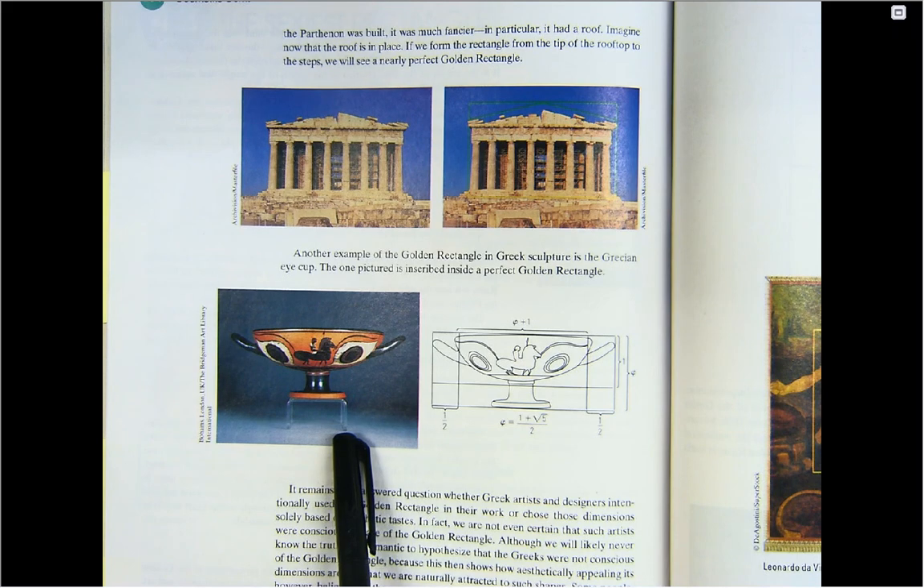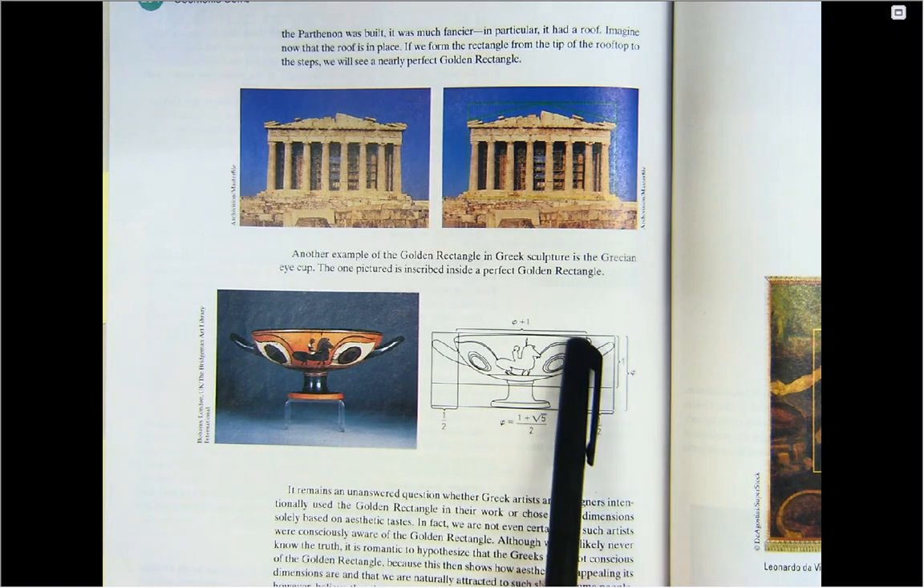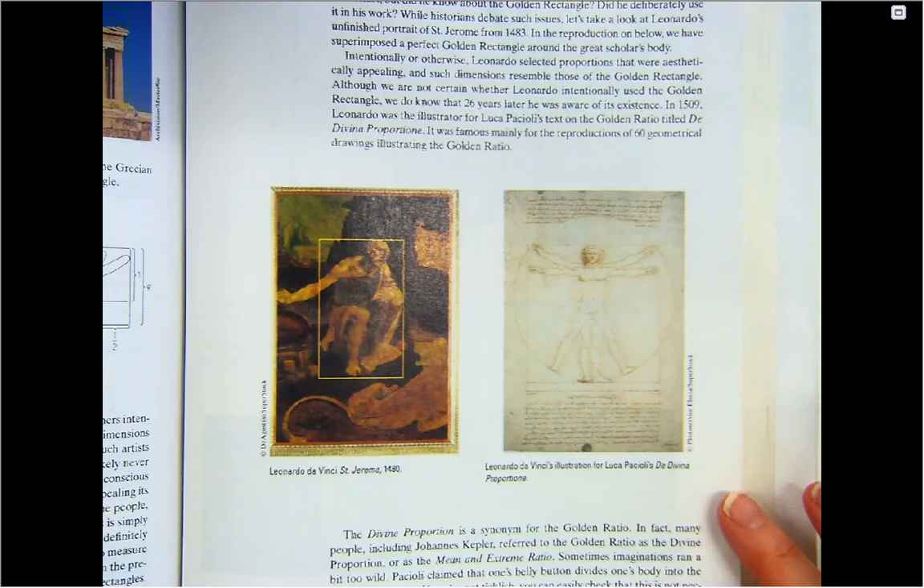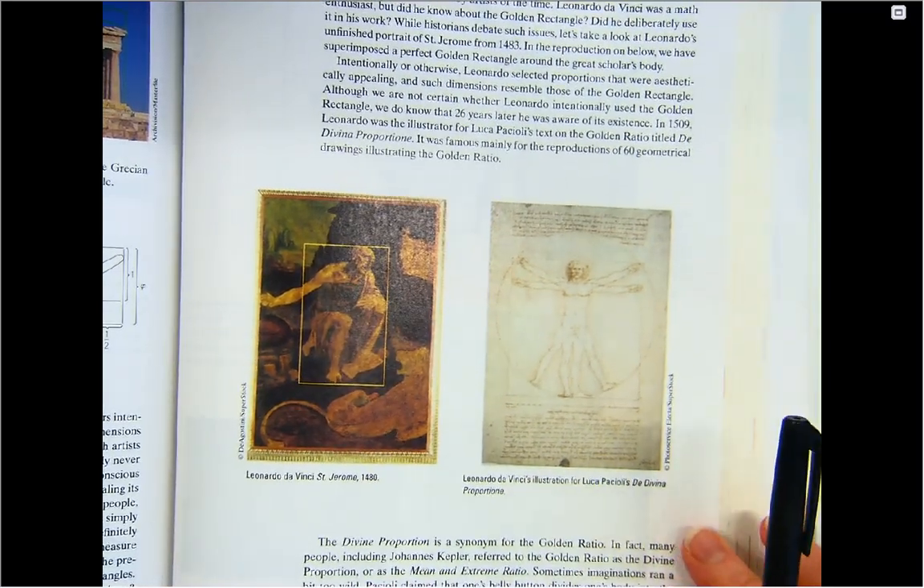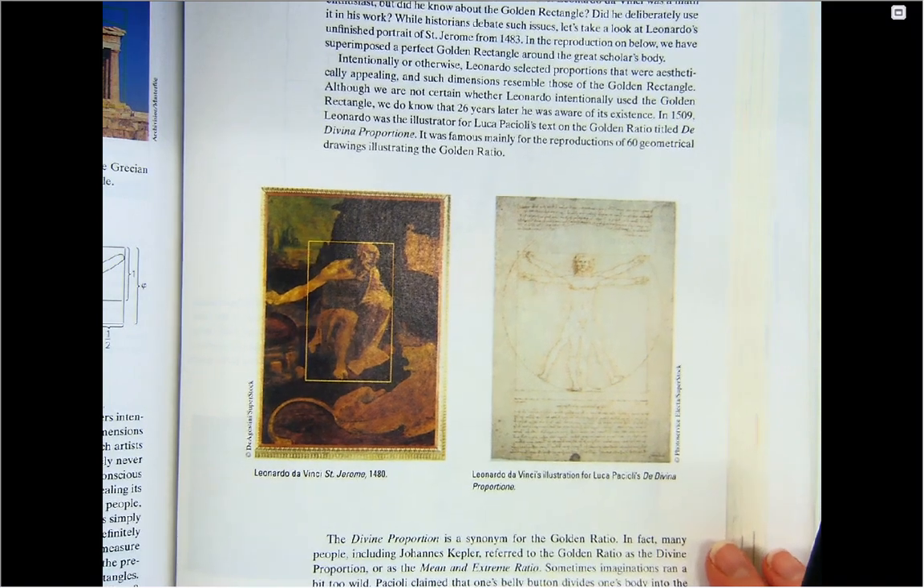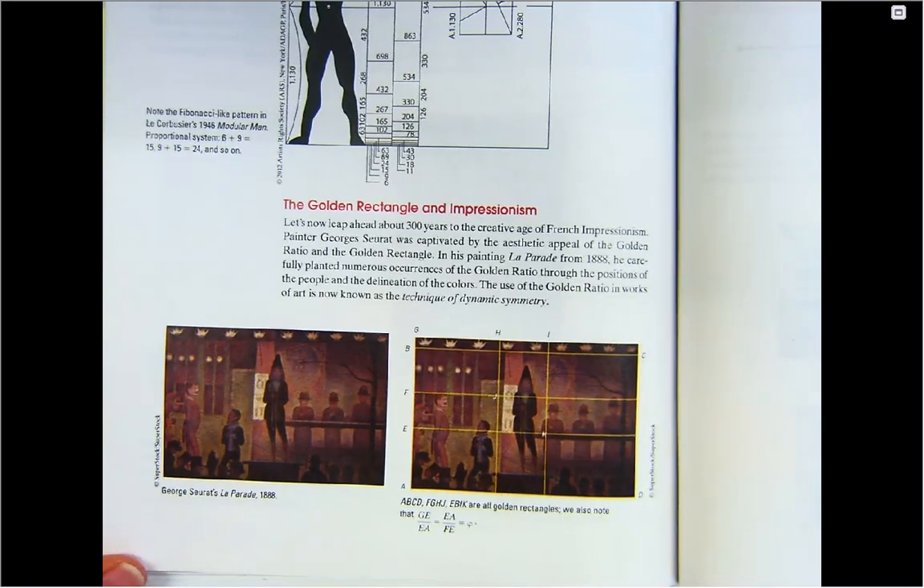A beautiful bowl with handles? But it has a golden rectangle in it right through here. I'll bring you out some of Leonardo da Vinci's work in a little bit, and we see lots of golden rectangles there because Leonardo da Vinci loved math besides art. But we see other artists as well.